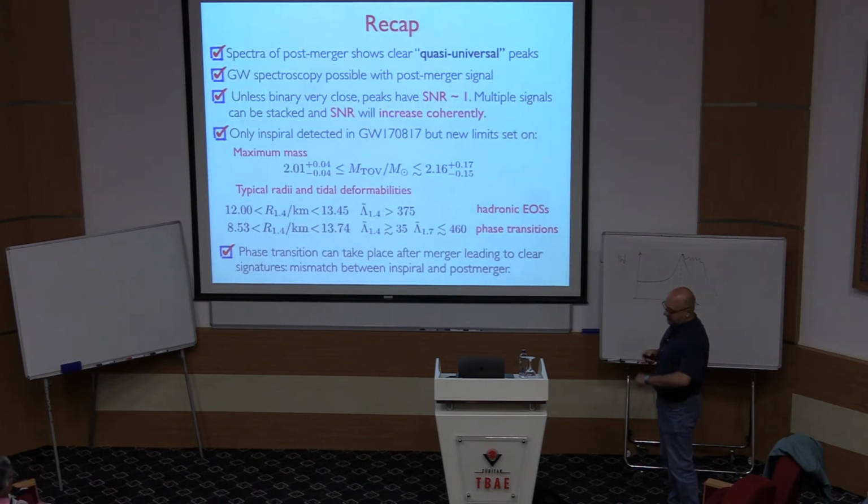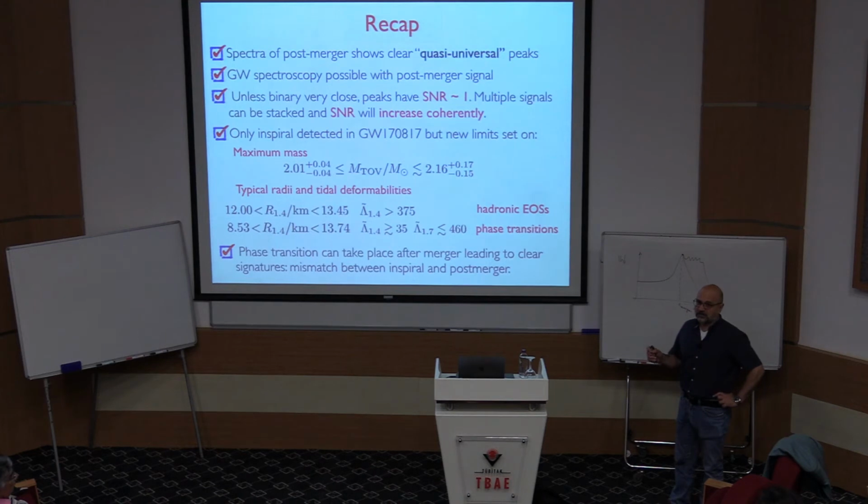Okay, let me do a recap of what we've seen for the first lecture. I think I've explained that the spectra of post-mergers show quasi-universal peaks, and that you can do gravitational wave spectroscopy by looking at the post-merger signal. The signal-to-noise ratio for these peaks is very small, but if you have multiple signals, you can stack all of these signals, and the signal-to-noise ratio will increase coherently. So that if you have about 20 detections, you can set constraints of about 1 kilometer on the radius.